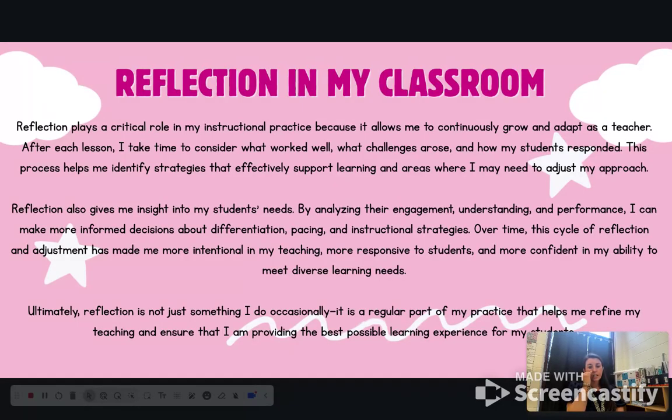Reflection can also give me an insight into the students' needs. It analyzes their engagement, their understanding, and their performance. I can make more informed decisions about differentiation, pacing, and instructional strategies, and over time, this cycle of reflection and adjustments has made me more intentional in my teaching in the classroom. Reflection is not something that I do occasionally. I do this every single day, with every single lesson, so that I can reach my students in the best possible learning experience.